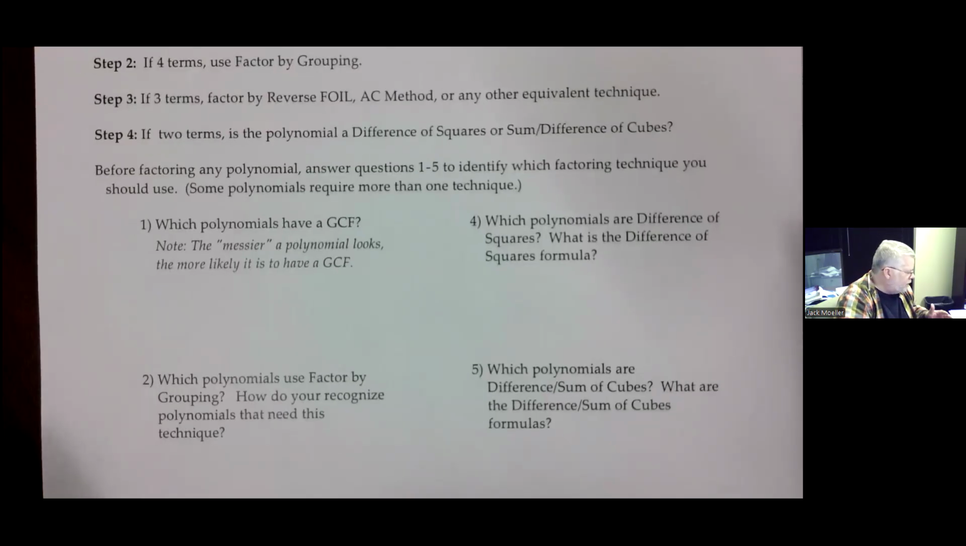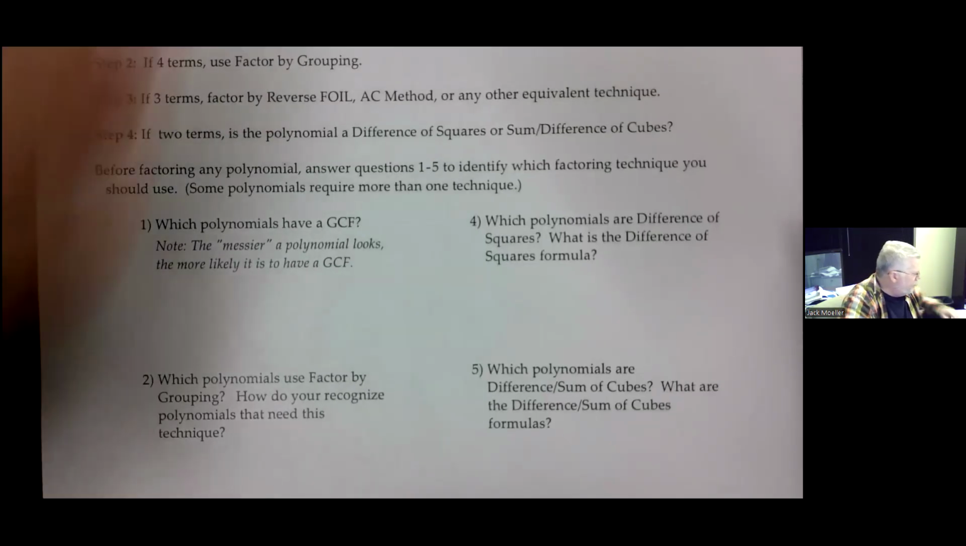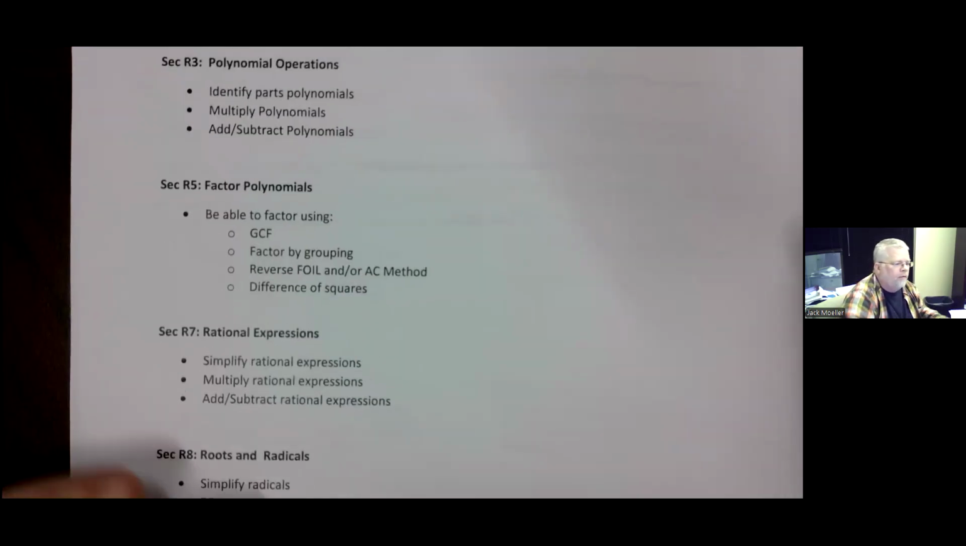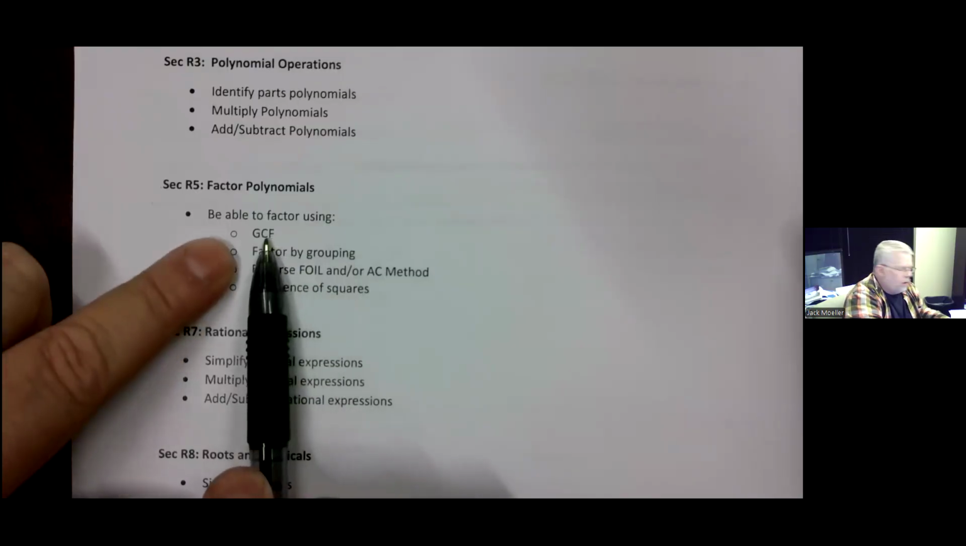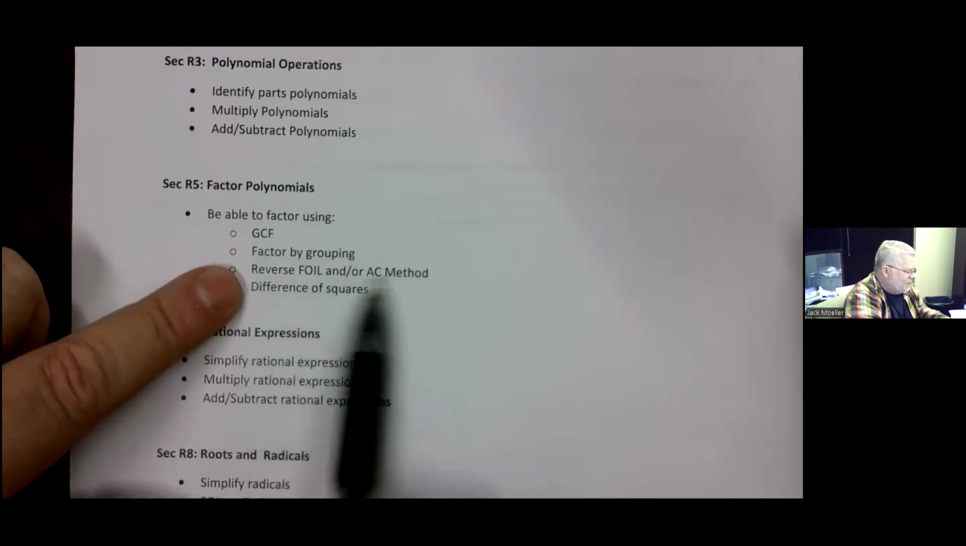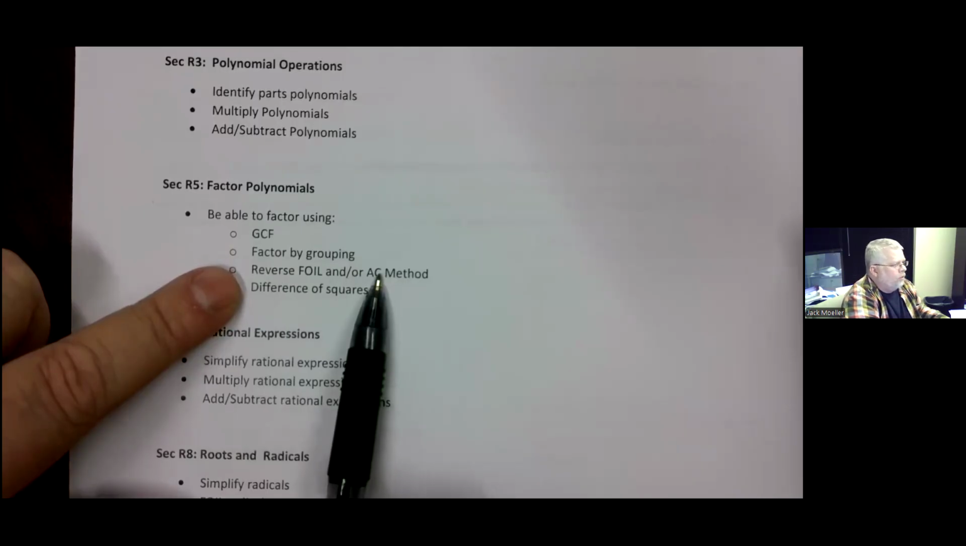So when it comes to factoring, now we have 5 techniques that we're going to talk about, which back here on this sheet I listed, I got all 5 listed. So the GCF, which is the greatest common factor, factor by grouping, reverse FOIL and the AC method. Those are for trinomials, which you may have other techniques that you use for trinomials. If those techniques work for you, I don't care which technique you use as long as it's working.